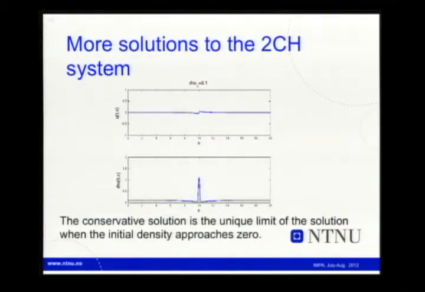But one can show that the conservative solution of the Camassa-Holm equation is a unique limit of the solution when you take the initial density of the two-component Camassa-Holm system to 0. So this, because of the regularizing effect, is able to select the conservative, not the dissipative, solution of the Camassa-Holm. So this gives a completely different way of defining conservative solutions of the Camassa-Holm.